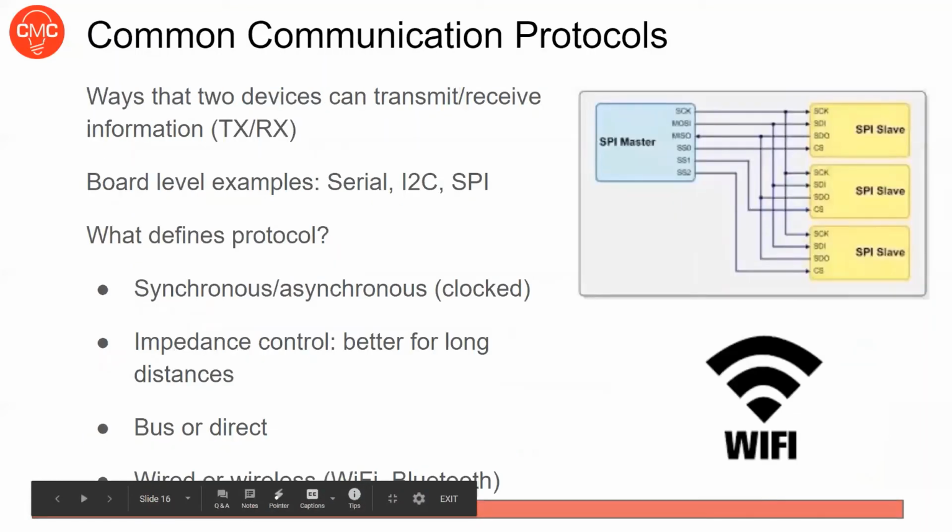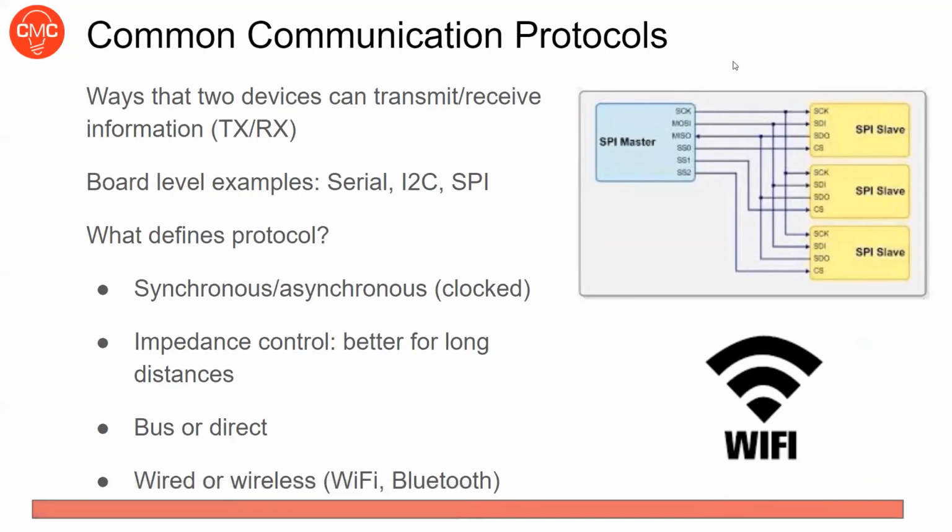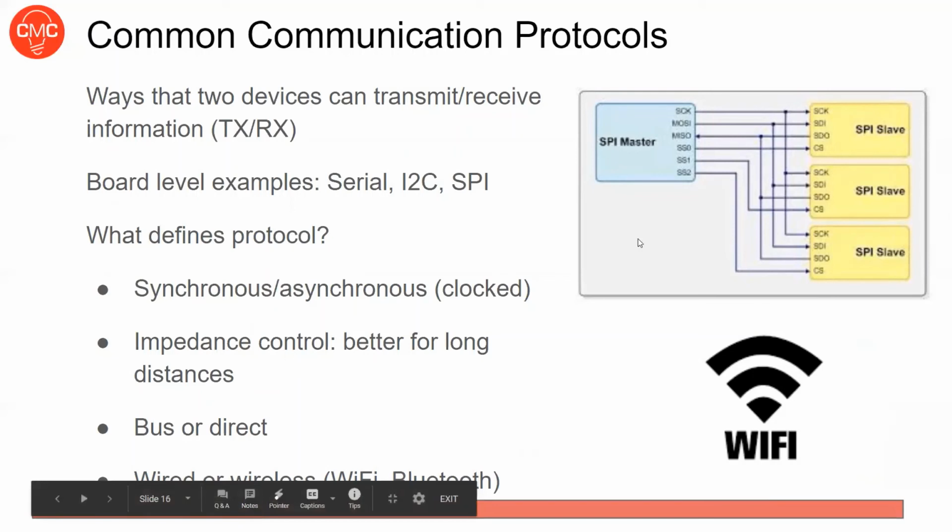Okay, so communication protocols. These are for when you need to communicate between a sensor and a microcontroller, or a microcontroller and another microcontroller, things like that. If you need to send data over a line, the protocol is defined by how bits are sent to one another, in what order, at what rate, etc.